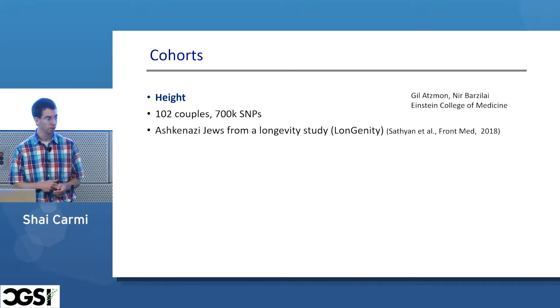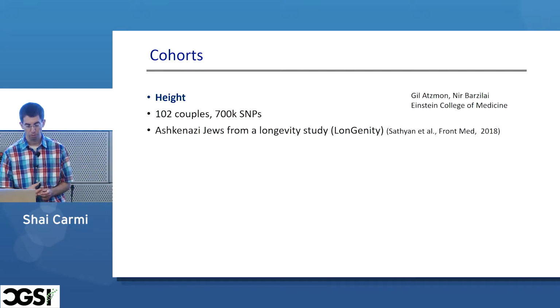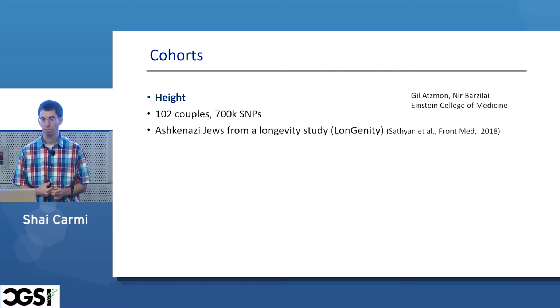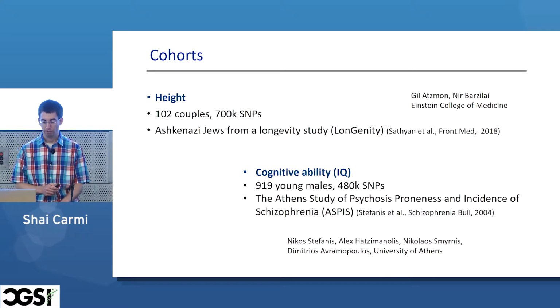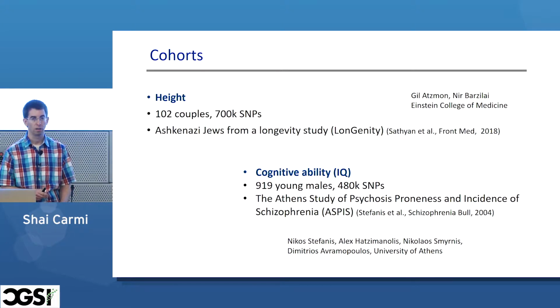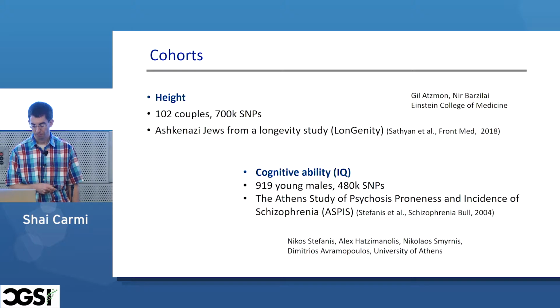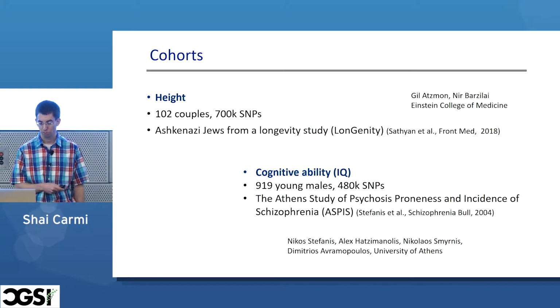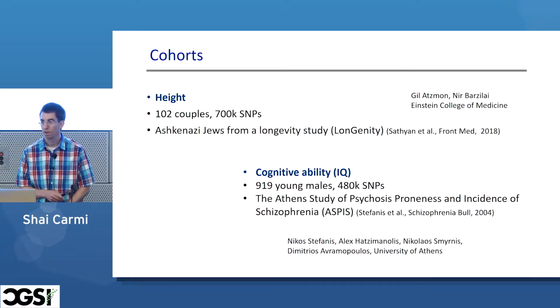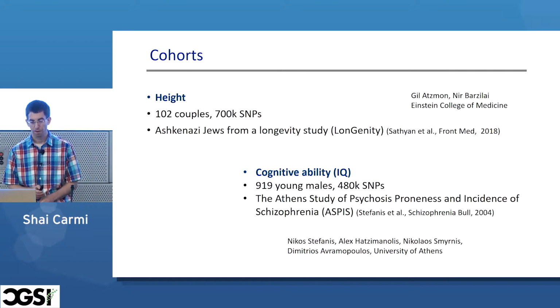Okay, so which cohorts did we use? For studying height, we used 100 Ashkenazi Jewish couples from a study of longevity, of lifespan. And for cognitive ability, we used around 1,000 Greek individuals, this is a study of mental disorders. These individuals were just recruited to the military at the time. Yeah, do you add noise to the prediction? I will get to that. You will see now.